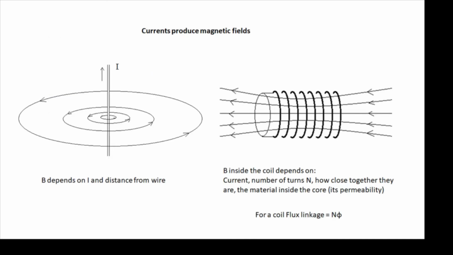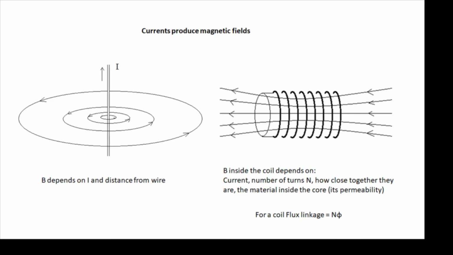Currents produce magnetic fields. In the diagram on the left, a long straight current-carrying conductor produces a circular magnetic field. This was discovered by accident by a guy called Ørsted. The strength of the field depends on the distance. Obviously it gets weaker, and it depends on the current. A single wire isn't going to produce a very strong field.